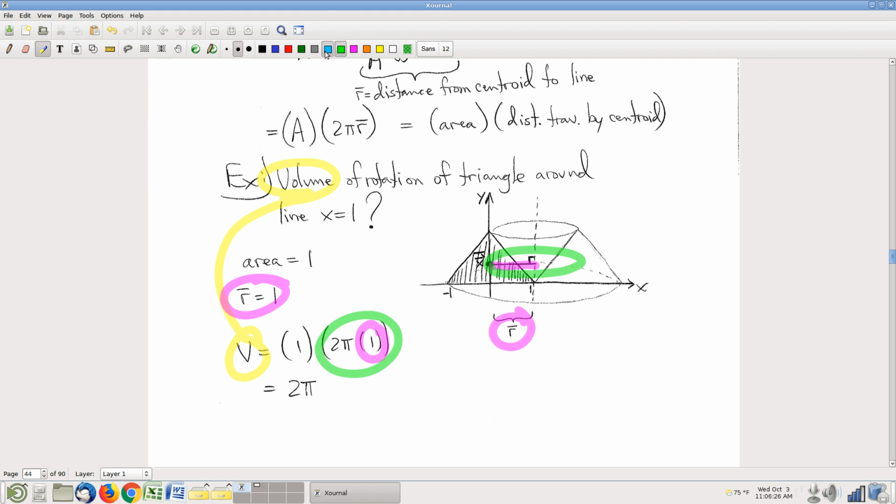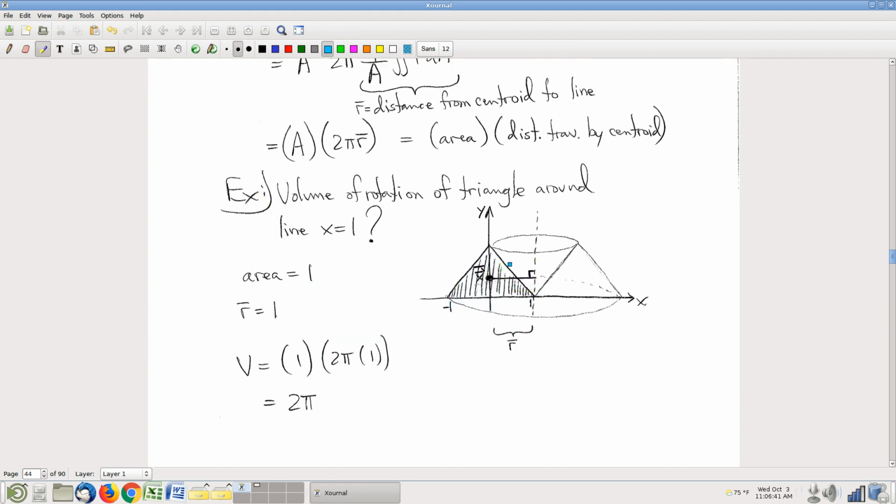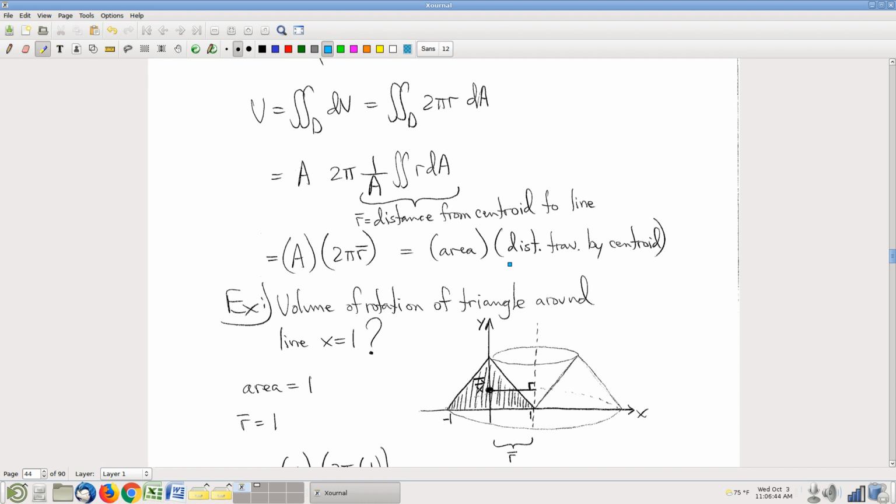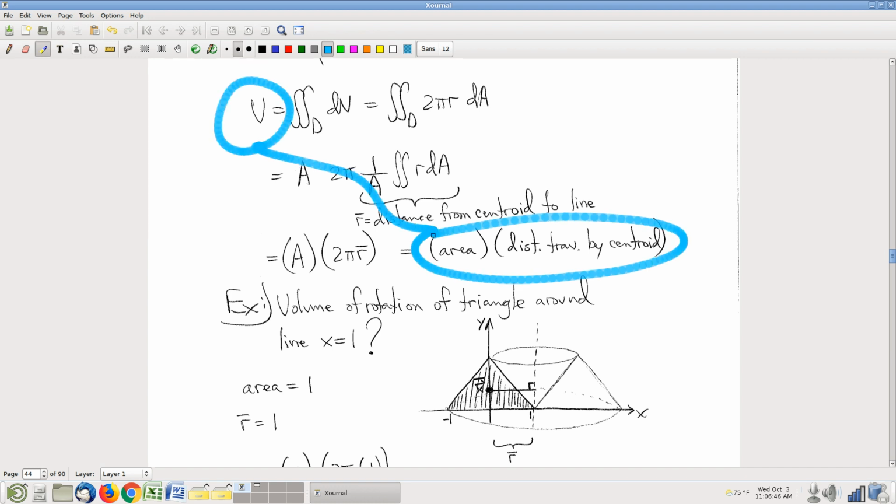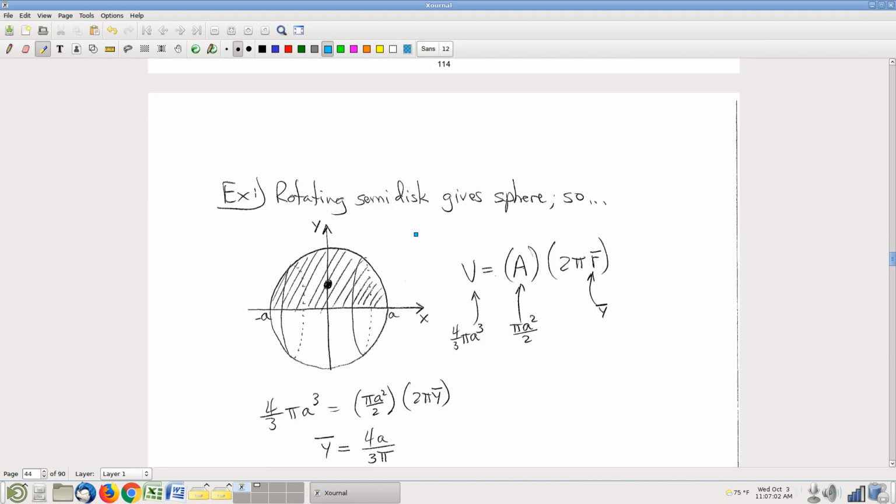Right? The area of the triangle, 1, and easy arithmetic. Okay, so in this formula here, volume equals area times distance traveled by the centroid. Area is usually the easy one to compute. If you know where the centroid is, that'll help you compute volume. And by the way, vice versa. If you know the volume that you get when you rotate something, you can use that to find the distance traveled by the centroid. And here's an example of that.